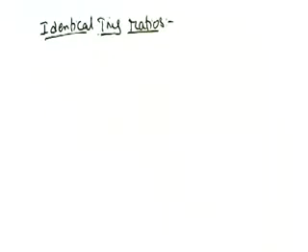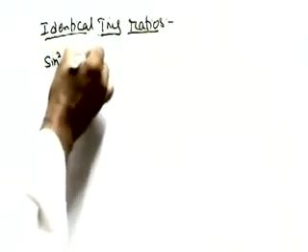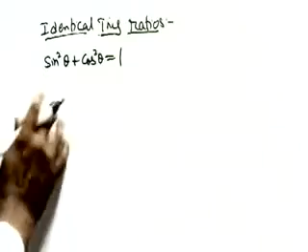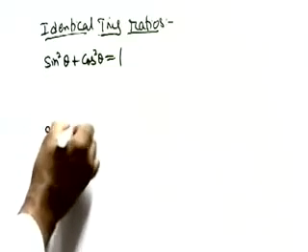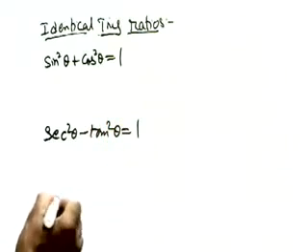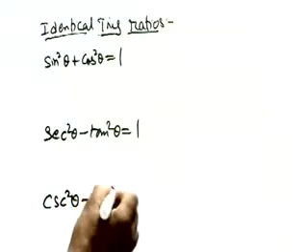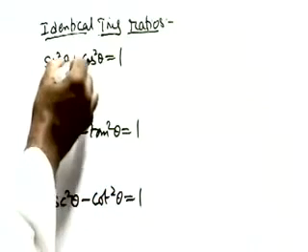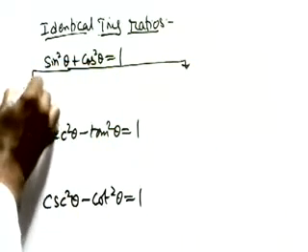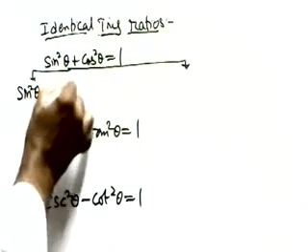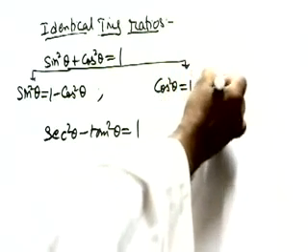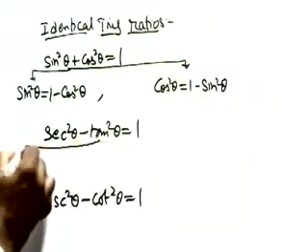Now there are a few formulas we call identical trigonometric ratios. Sine square theta plus cos square theta, its value is 1. In the same way, secant square theta minus tan square theta equals 1. One more is cosec square theta minus cot square theta equals 1. Now from the first we can derive 2 formulas. Sine square theta equals 1 minus cos square theta. In the same way, cos square theta equals 1 minus sine square theta.